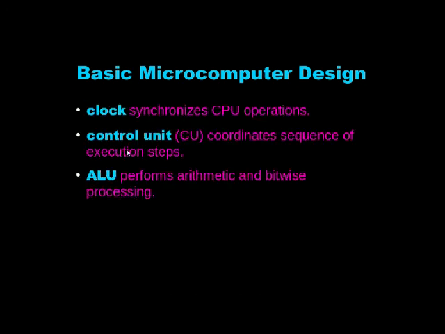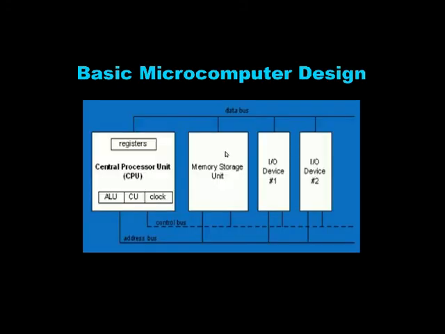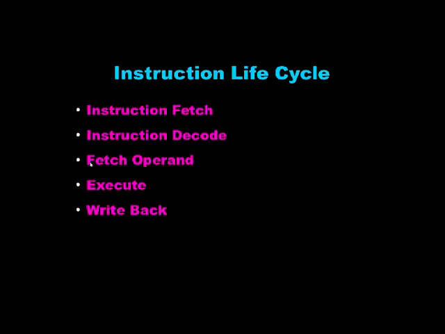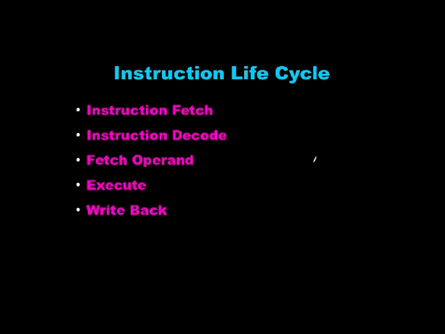Then what happens? The control unit decodes that instruction and knows if it is an addition, a subtraction, or whatever the instruction is. Then if it has any operands, let's say I have an add instruction, let's say we're saying num1 and 5, for example.